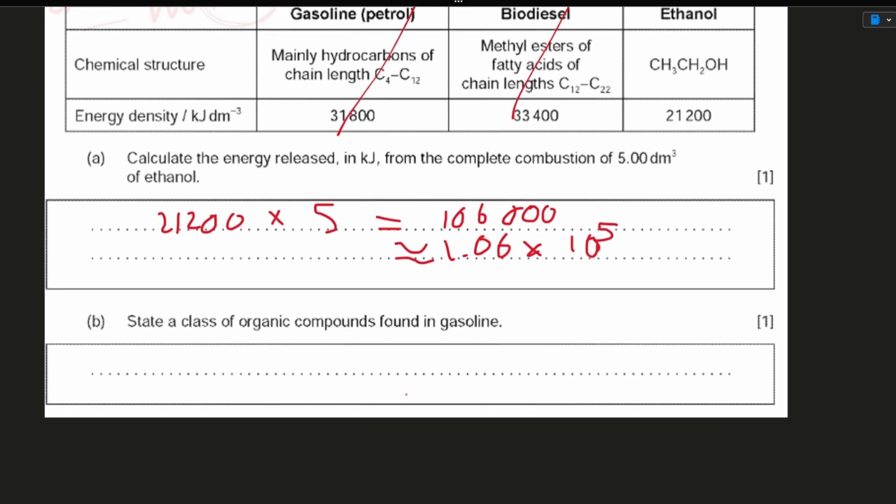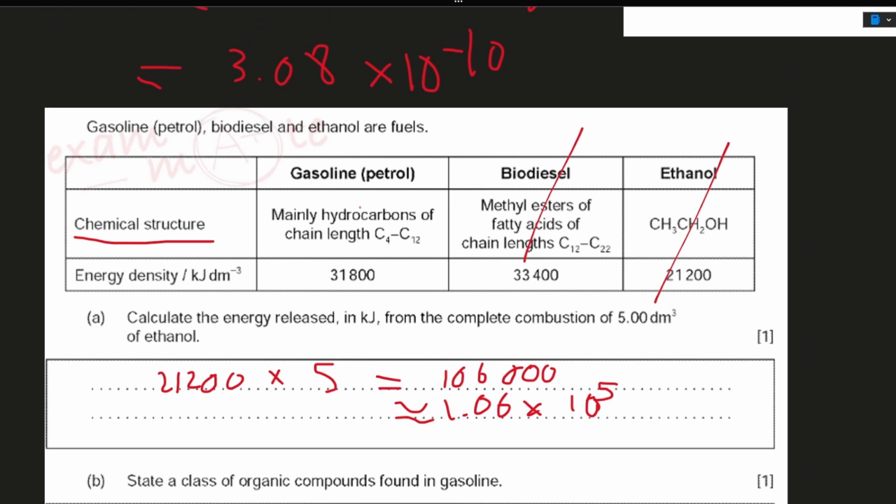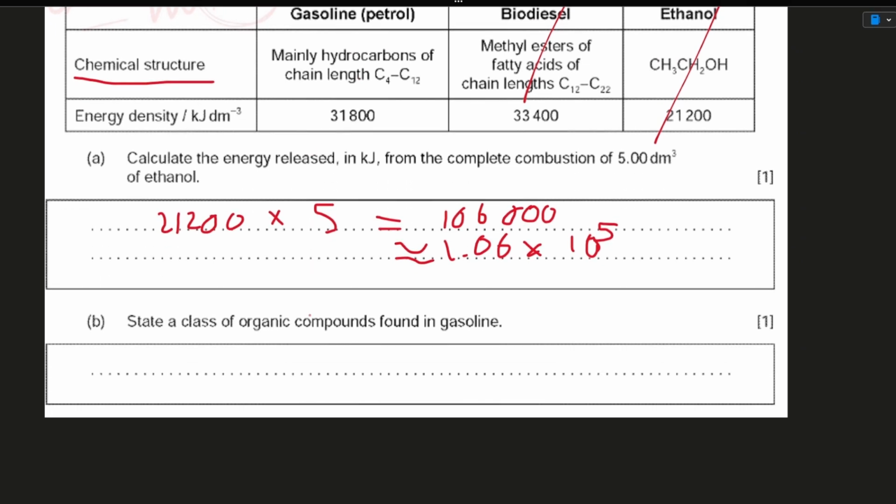Yeah, that's part A. And part B says, state a class of organic compounds found in gasoline. So now we know we're dealing with gasoline, so we can cross out these two. And we can see that the chemical structure of gasoline is mainly hydrocarbons of chain length C4 to C12. And these hydrocarbons are composed of either alkanes or alkenes usually. So we can just go ahead and pick one. Just go with alkanes. That should be it for part B. Let me get part C and D.